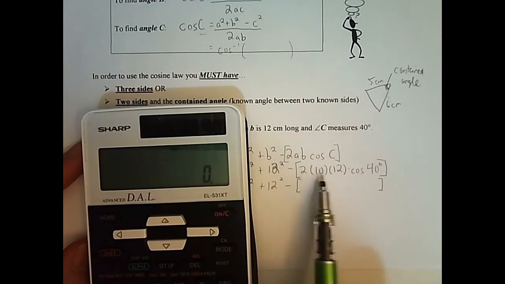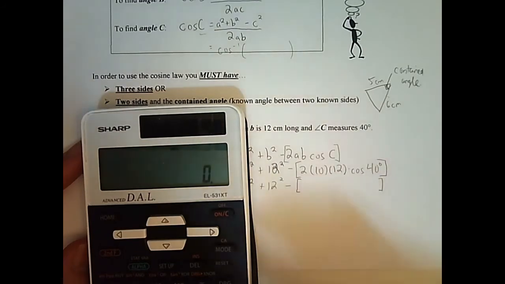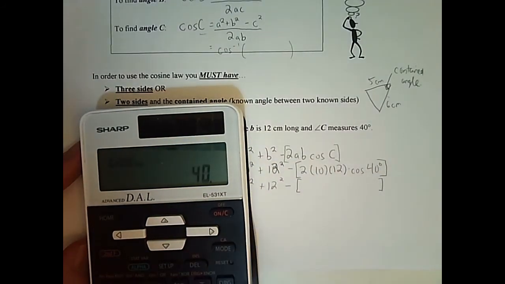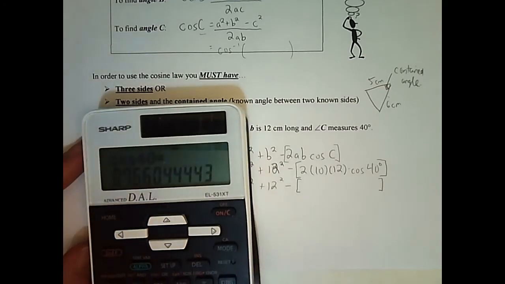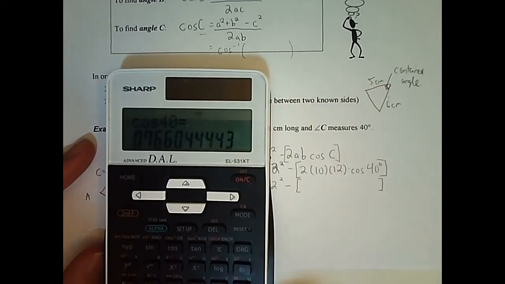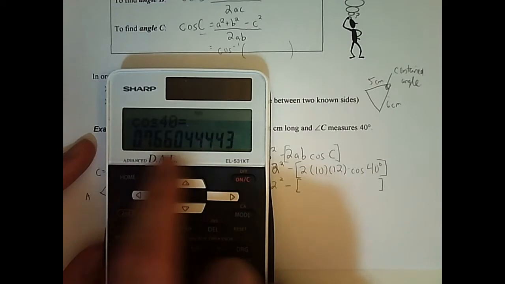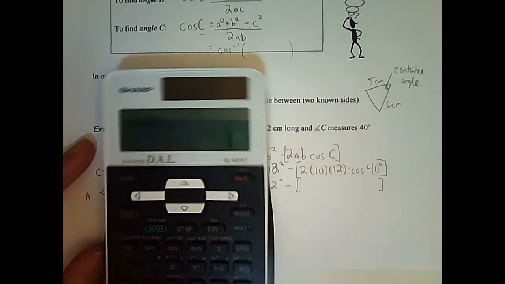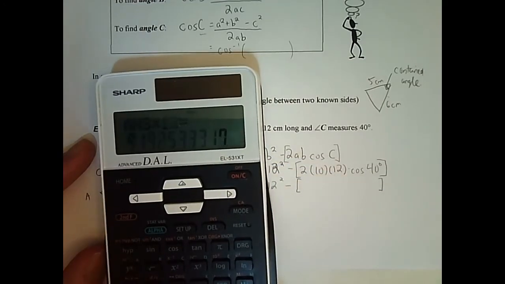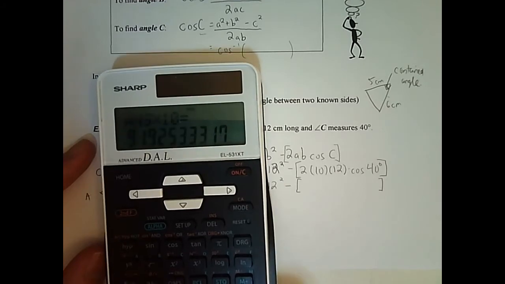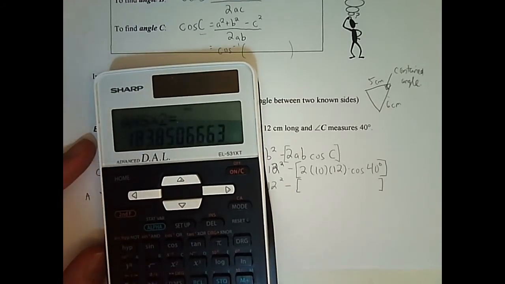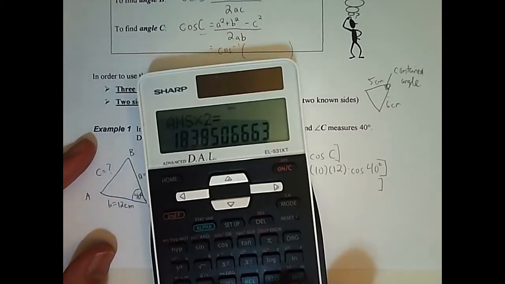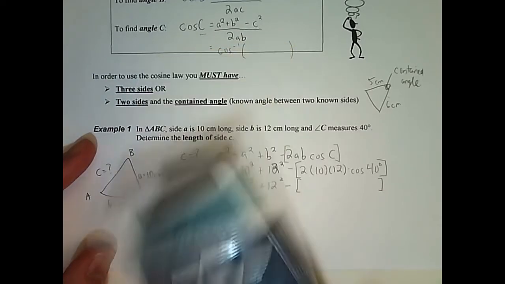So remember, multiply all of these together. What I do first is the cos 40, and I get this decimal, and then I just times it by the other numbers, and I keep this number in here, so I get all the decimals, times by 12, times by 10, times by 2, and I get 183.85.